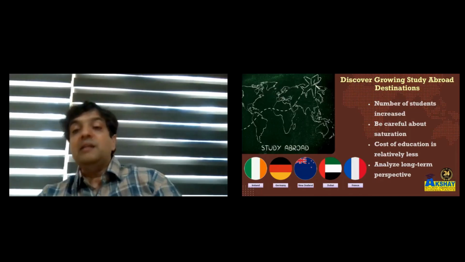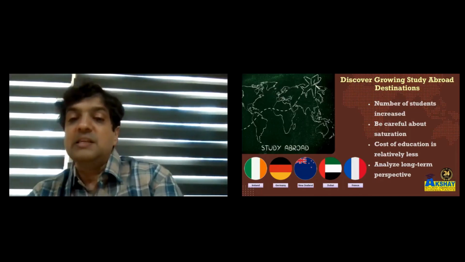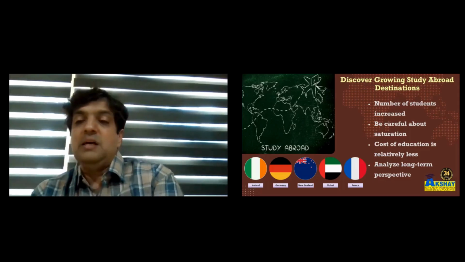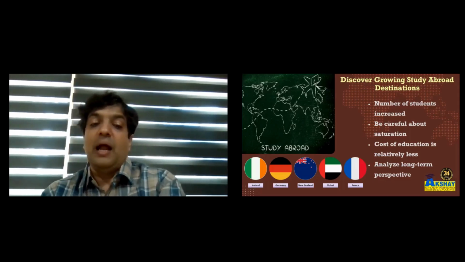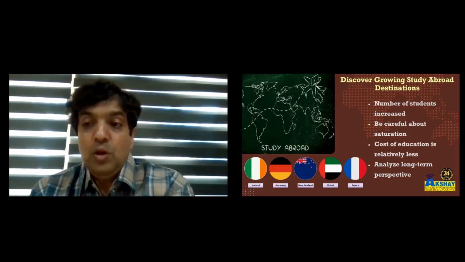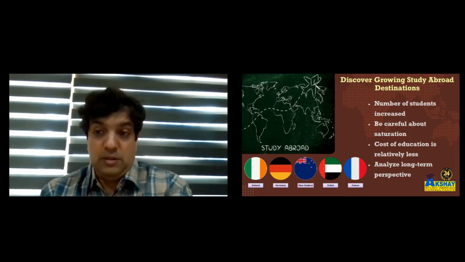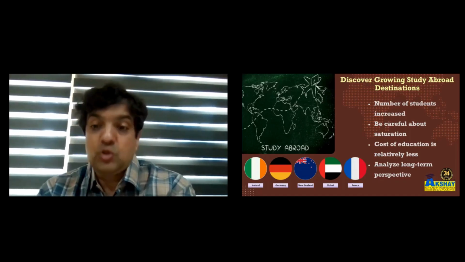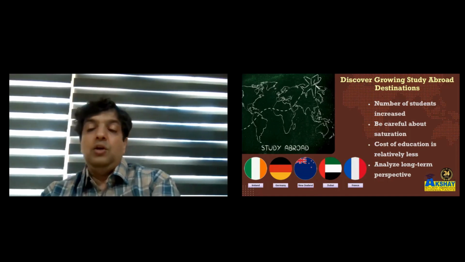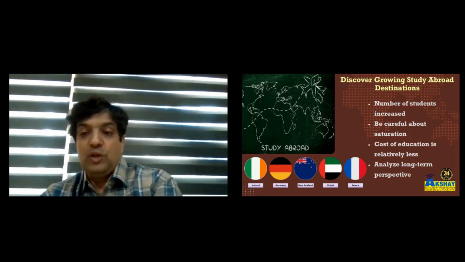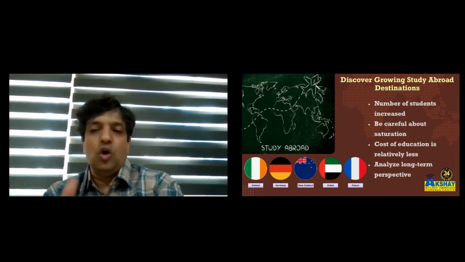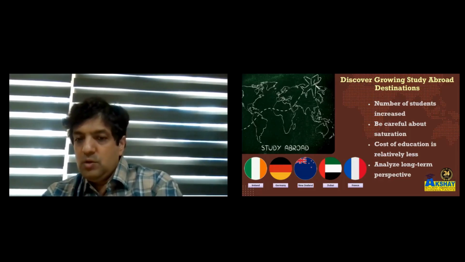So the point here is that the number of students has increased recently, so a potential saturation has started developing in these countries. Job prospects can be a question in upcoming years. You will have competition to face, and you might be coming back to India after finishing your education or keep doing some odd jobs after studies.